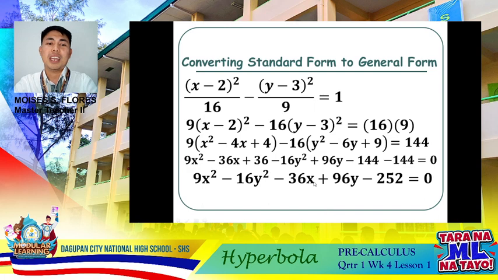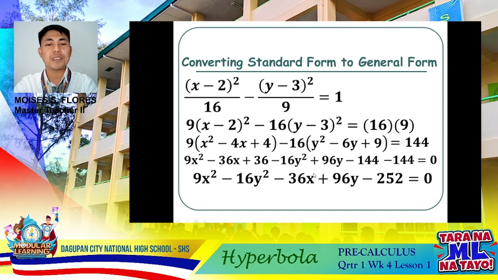So again, these are our steps. When we convert the standard form to general form, we cross multiply the denominators. And then expand your binomials. After expanding your binomials, distribute the factors. Then, of course, arrange the terms, combining like terms also, and specifically the constants. And of course, do not forget to equate to 0.